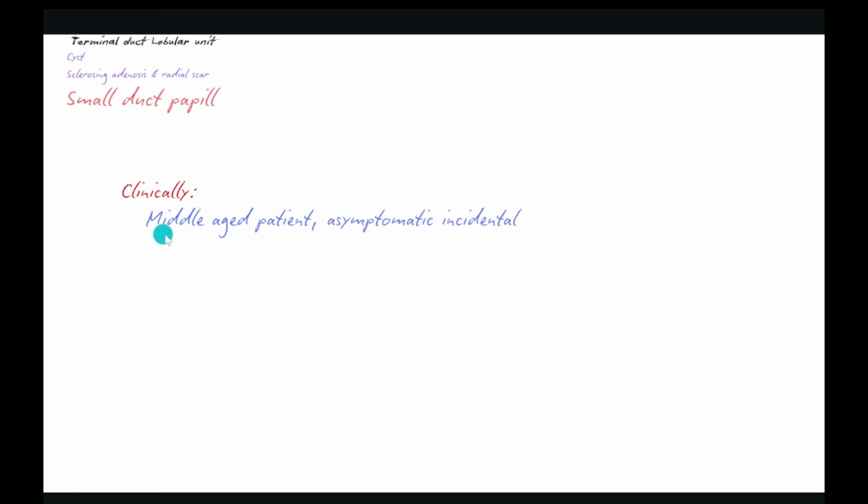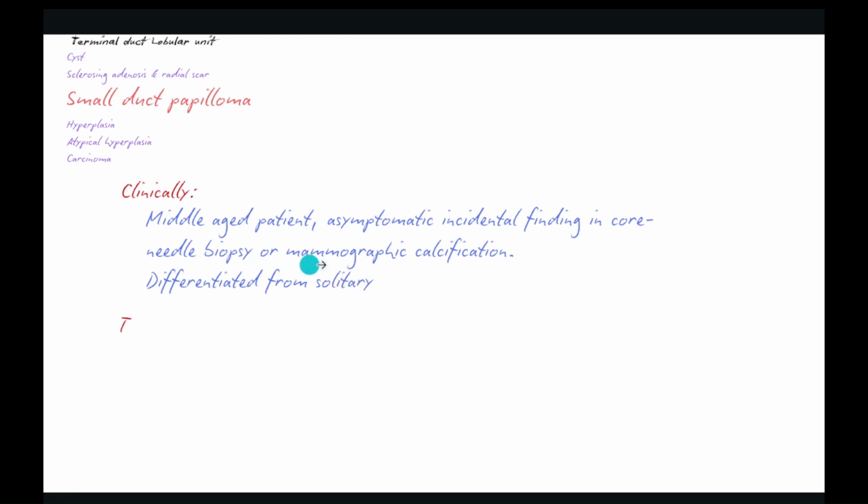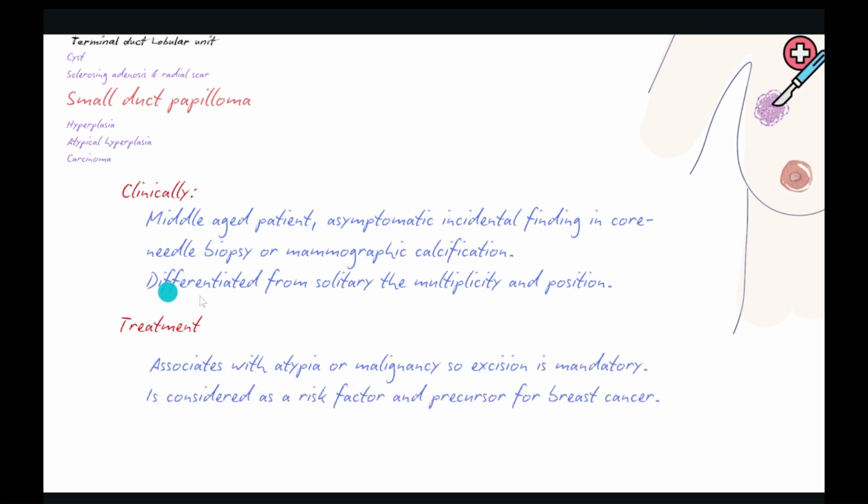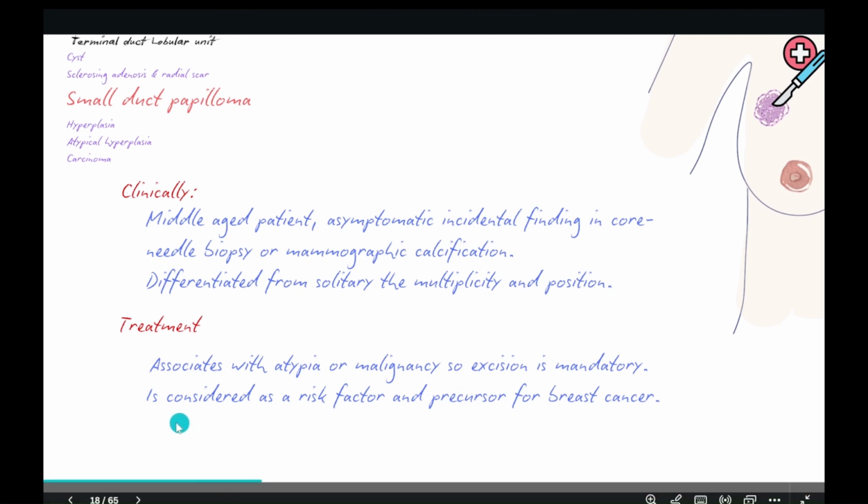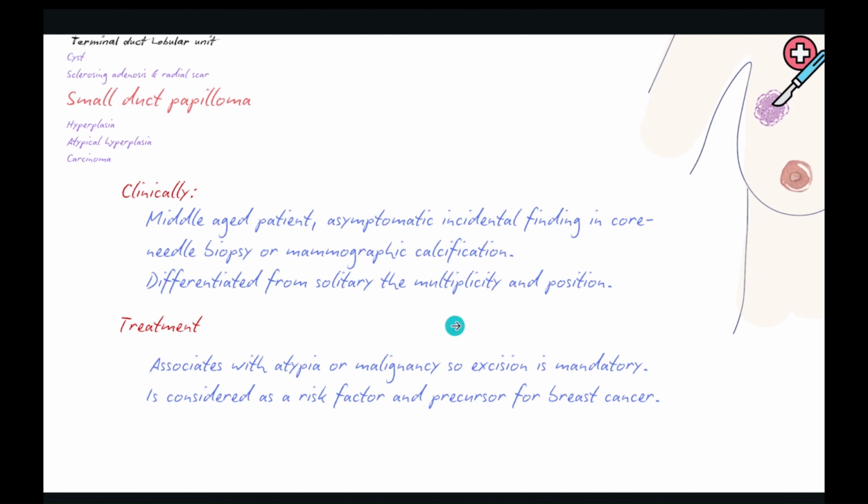Clinically, the patients with papillomatosis are middle-aged and asymptomatic, and you will find it as an incidental finding on the core needle biopsy or mammography, because it will present with calcification. It will be differentiated from the solitary papilloma by the multiplicity and the position, as we mentioned before. The treatment for such a condition associated with atypia or malignancy is that excision is mandatory. So it's considered a risk factor and precursor for breast cancer, but fortunately it is a rare disease.